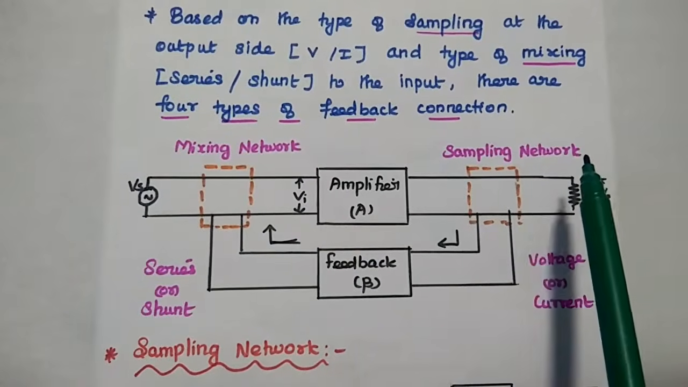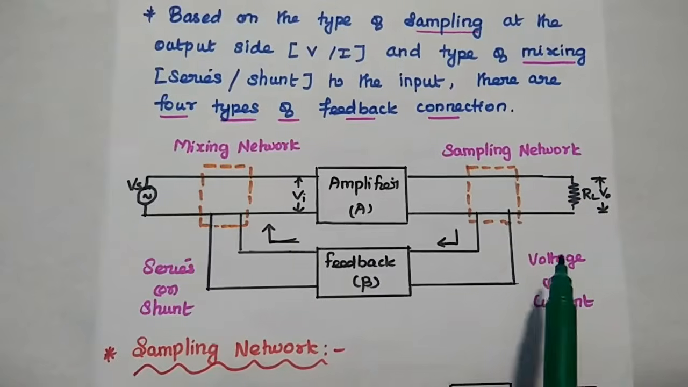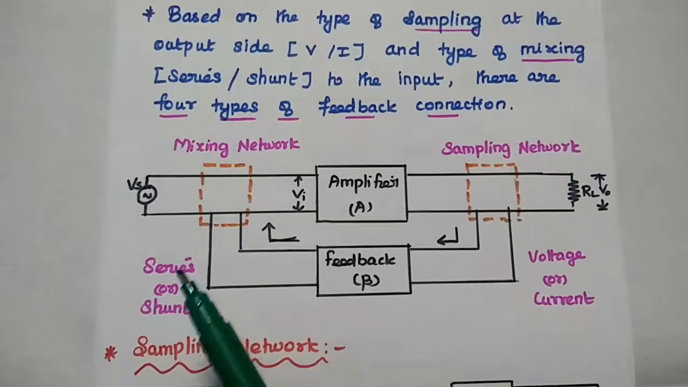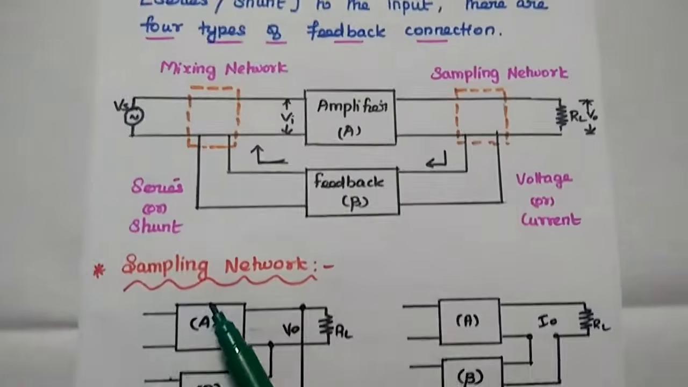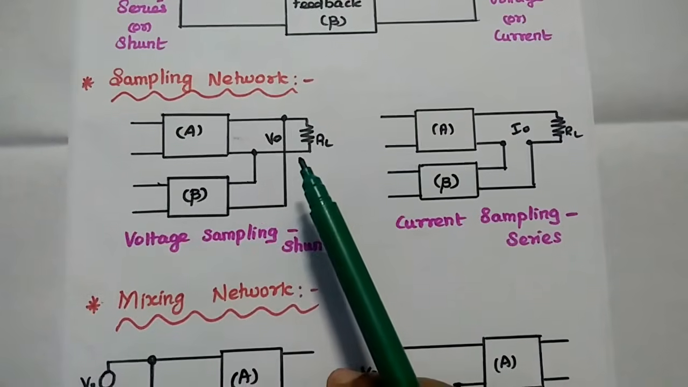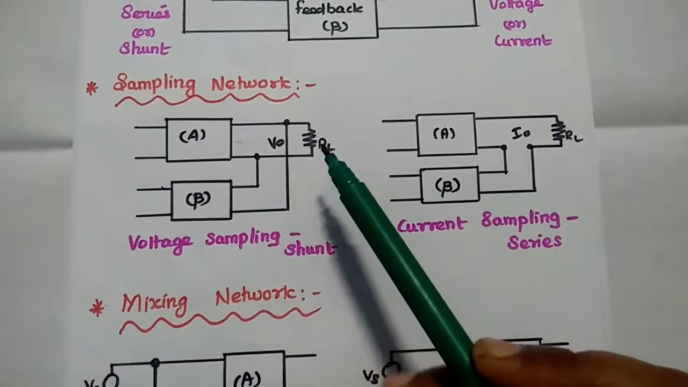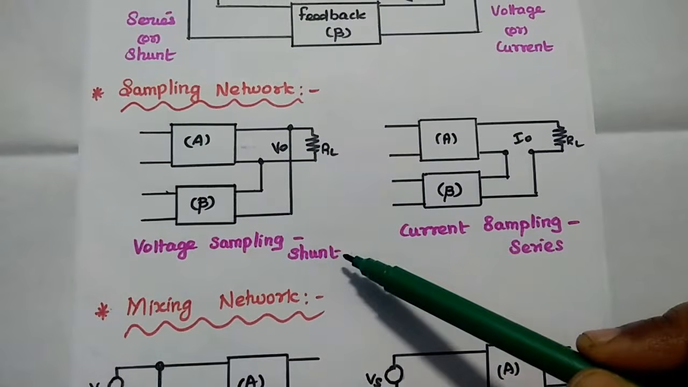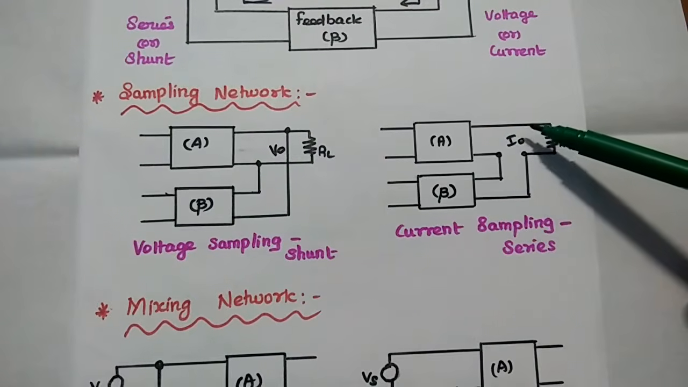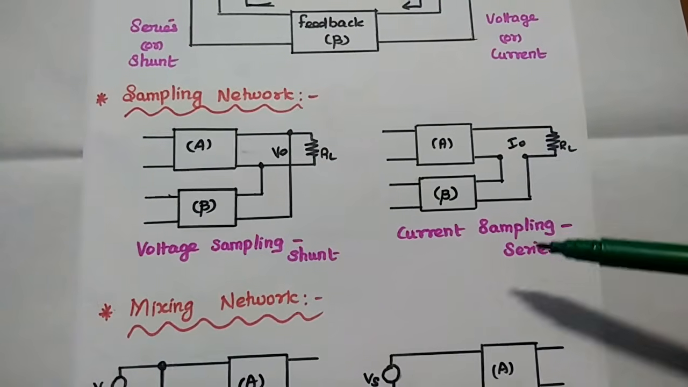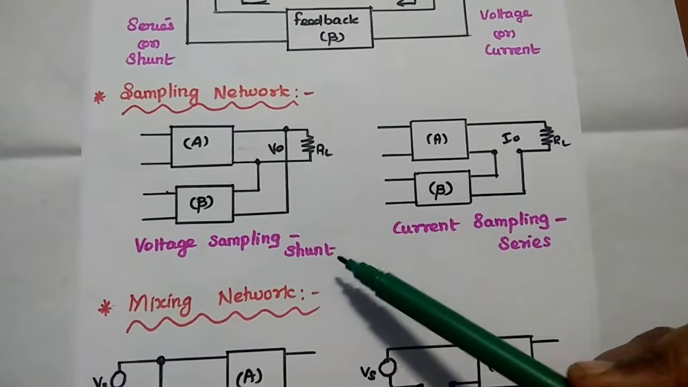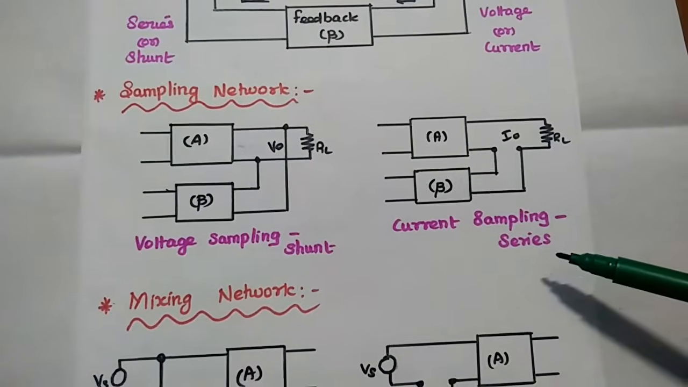Sampling can be done based on the output signal, voltage or current. Mixing can be done either series or shunt. So here, sampling network at the output side: if you are going to take the samples of the output voltage signal, we can use shunt connection, that is parallel. If you are going to take current as a sample from the output side, we can select series connection. So you have to remember this: voltage at the output side means shunt, current means series.